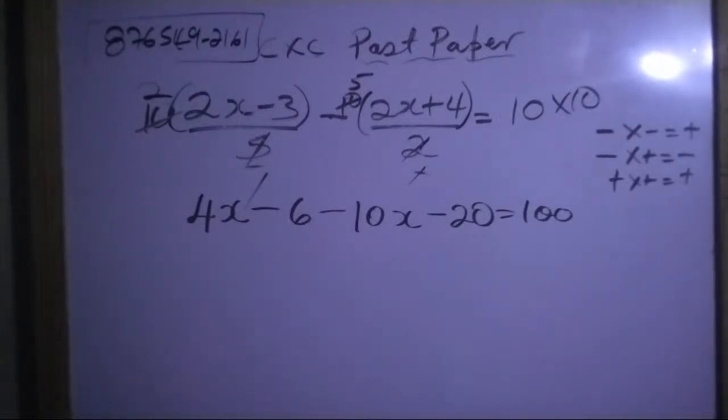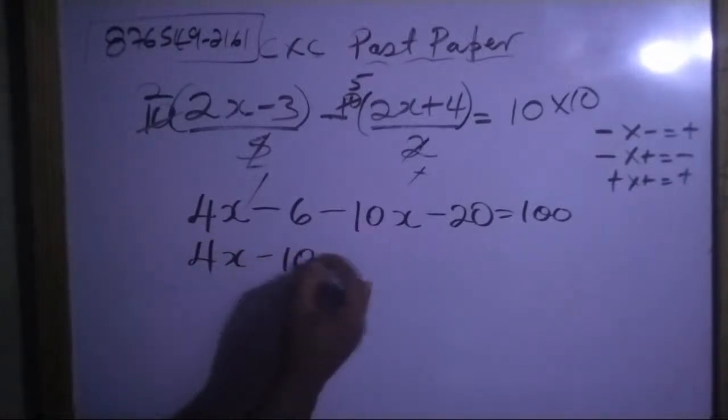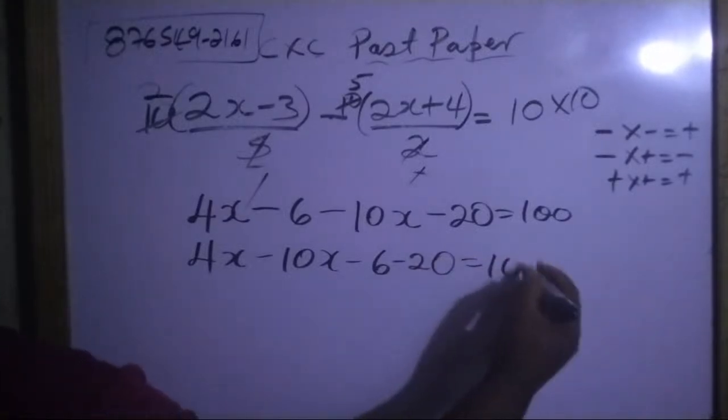How we get that? 2 times 2x, which is 4x. 2 times negative 3, negative 6. Then we use negative 5. Negative 5 times 2x, that's negative 10x. And negative 5 times 4, negative 20. And of course, 10 times 10 and 100. Alright, let's go. So we're going to group the like terms now. So we're going to put all the x's together. Minus 6 minus 20 equal 100.